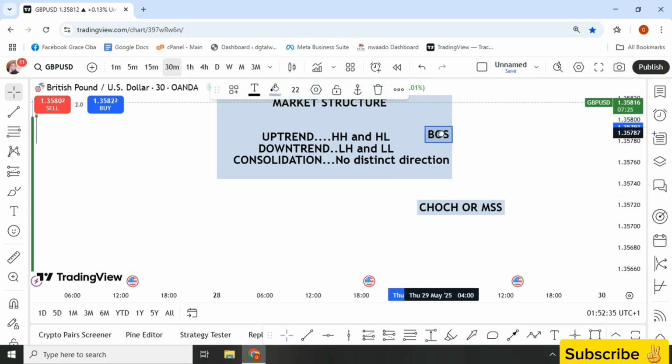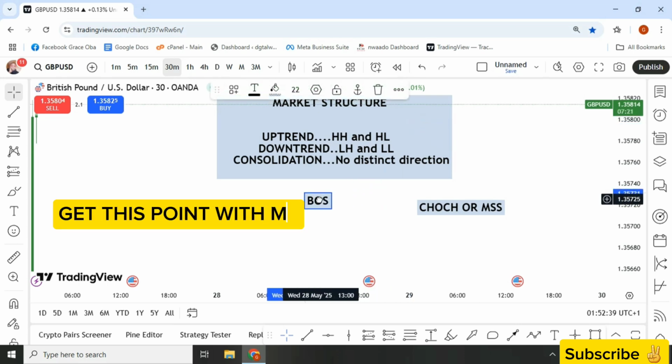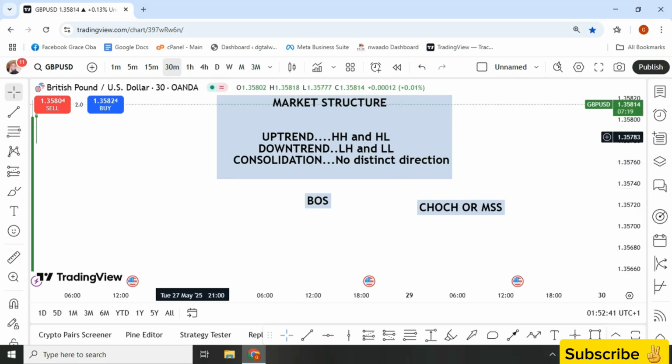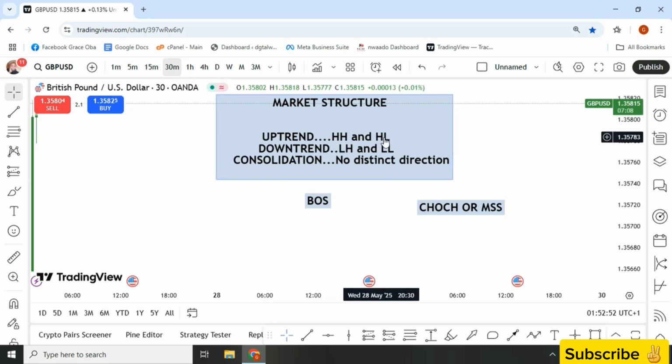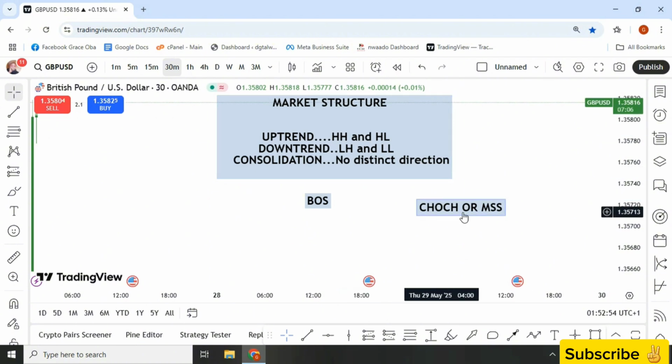So let me drop this here. Get this point with me. The market has three phases: uptrend, downtrend, consolidation. Now for an uptrend, whenever the price movement breaks a higher high, we have a break of structure. But whenever the price breaks a higher low, there's a change of character.